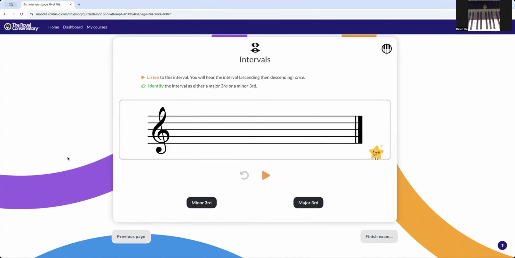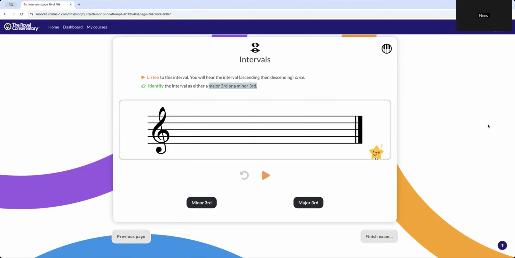Still the same. Listen to this one. It's either a major third or a minor third. Got it? Let's listen to this one. Is it major or minor? Now you can put your answer in here, if it's bright or dark.